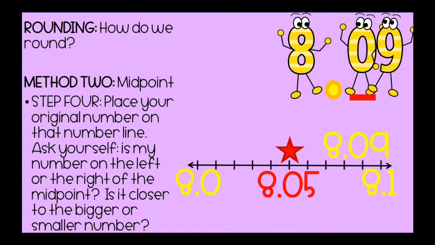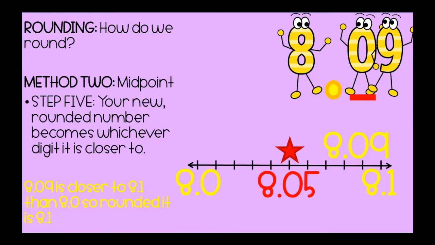Step 4, place your original number on that number line. Ask yourself, is my number on the left or the right of that midpoint? Is it closer to the bigger or smaller number? So in this case, I put 8 9/100ths on my number line. You can see that it's in between 8 5/100ths, which was my midpoint, and 8.1, which is my bigger number. So I'm just noticing now that 8 9/100ths is on the right of my midpoint.